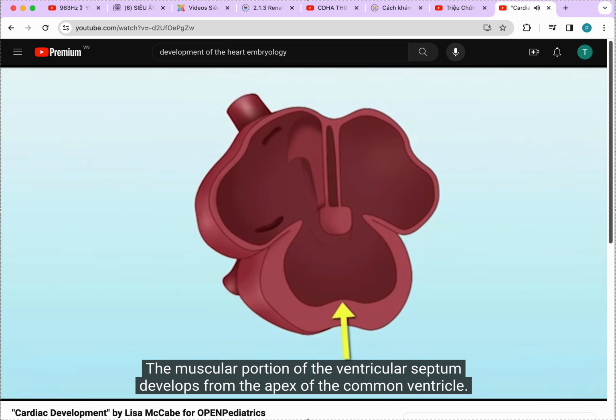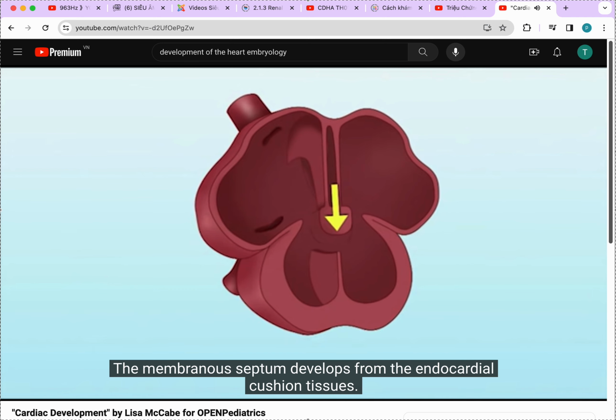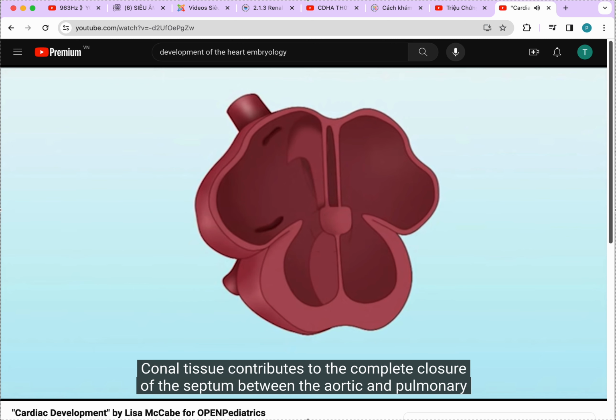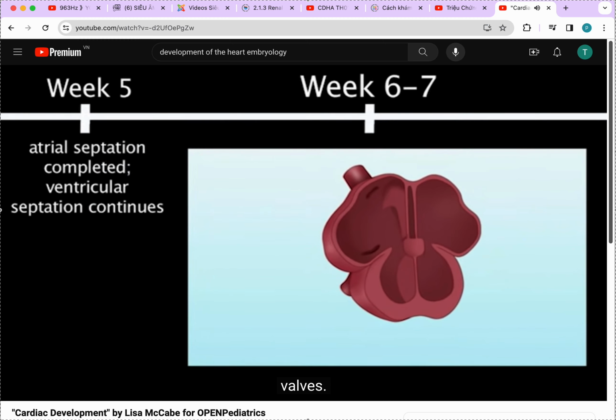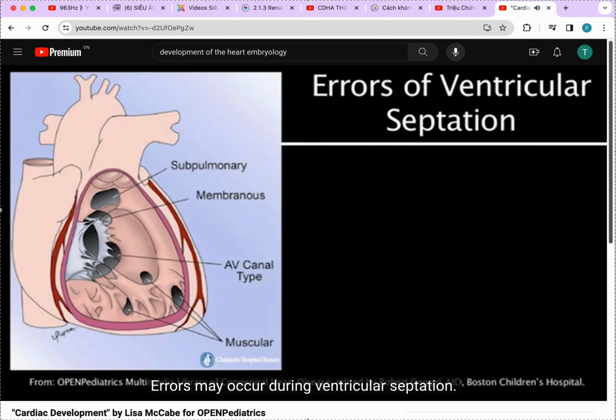The muscular portion of the ventricular septum develops from the apex of the common ventricle. The membranous septum develops from the endocardial cushion tissues. Conal tissue contributes to the complete closure of the septum between the aortic and pulmonary valves. By the 6th and 7th week of fetal life, the ventricular septum completely separates into the right ventricle and left ventricle. Errors may occur during ventricular septation.